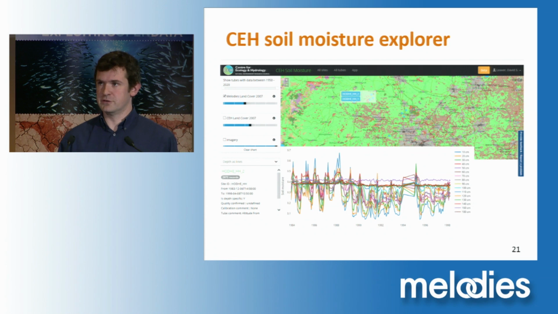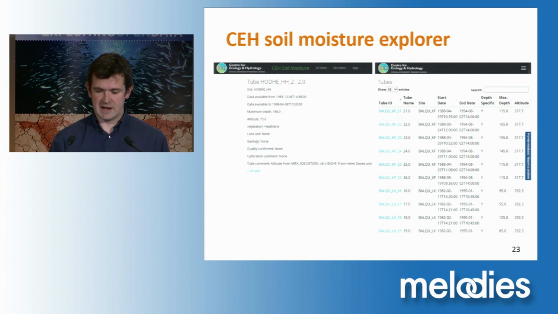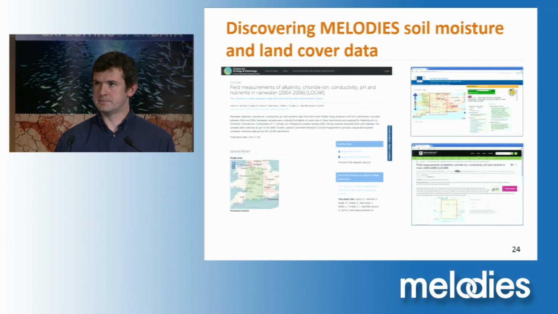So just quickly, some screenshots. You'll be able to see more of the portal in the demos this afternoon. But here you can select a date range you're interested in. We've also got both the MELODIES and the CEH land cover map to look at land cover. And you can visualize soil moisture against time with different color lines for different depths. Another view we have of the data is showing depth on the y-axis, and you can see a profile of the soil moisture and see how it's more variable at the surface compared to further down. We've also got tabular views of the data as well.